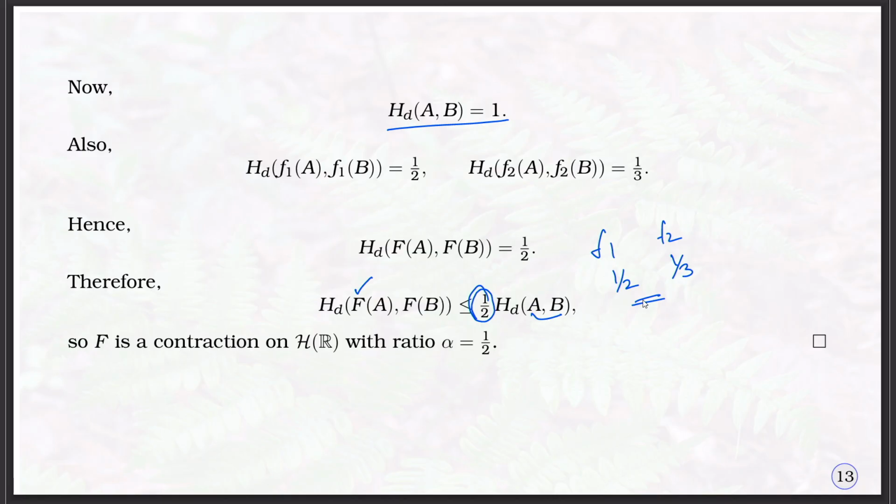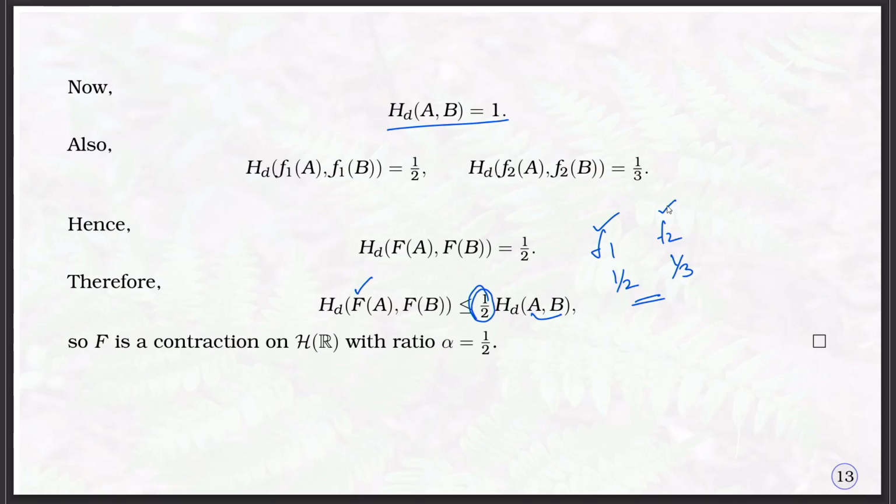So, from this theorem one can conclude that the Hutchinson mapping F is a contraction on H of x, which we proved with the example. This example also shows that the maximum of these two contraction ratios gives the contraction factor. Now, let us summarize our results in this lecture. We defined the Hutchinson mapping on H of x, and we proved that the Hutchinson mapping is a contraction mapping on H of x.